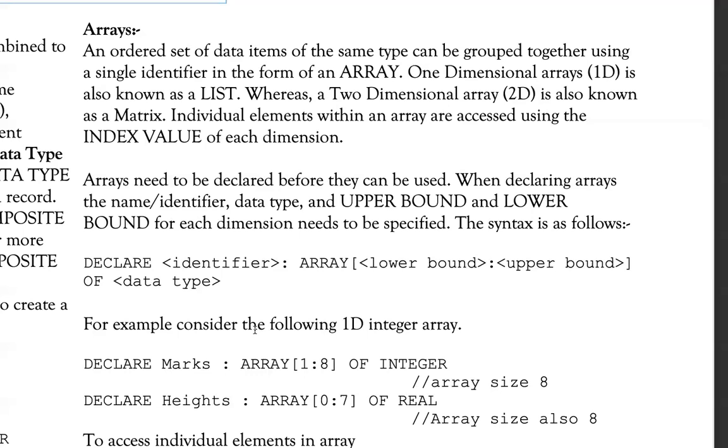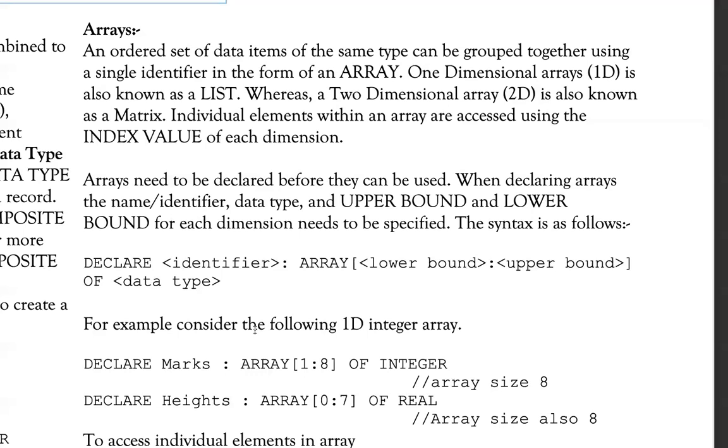And if they are related somehow, we can use all of those different data values with just one identifier. Arrays can be both one-dimensional and two-dimensional. We'll be looking at both in a bit. And individual elements in an array are accessed through their index positions. We'll be looking at that a bit as well.